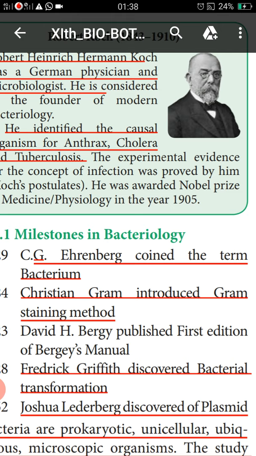Next, you can see the contribution of Frederick Griffith. He discovered bacterial transformation. Through his famous mouse experiment, he found out that bacteria can be transformed from one form to another. Joshua Lederberg discovered the plasmid. Plasmids are present inside some bacteria, and by the discovery of this plasmid, genetic engineering came into existence.